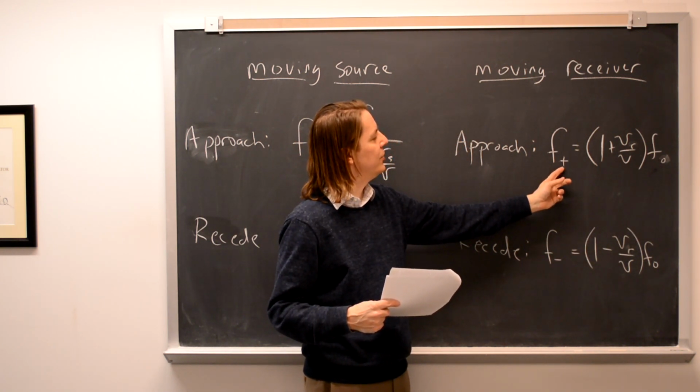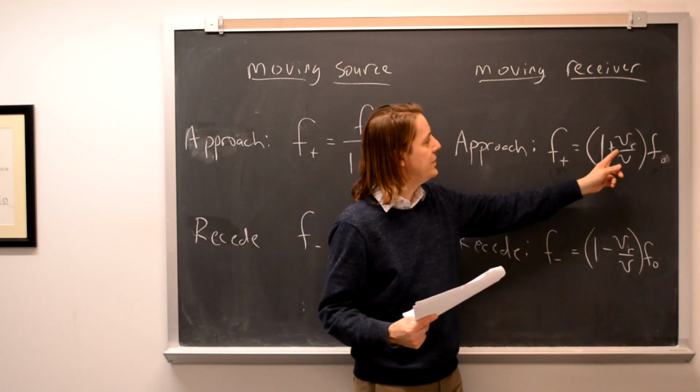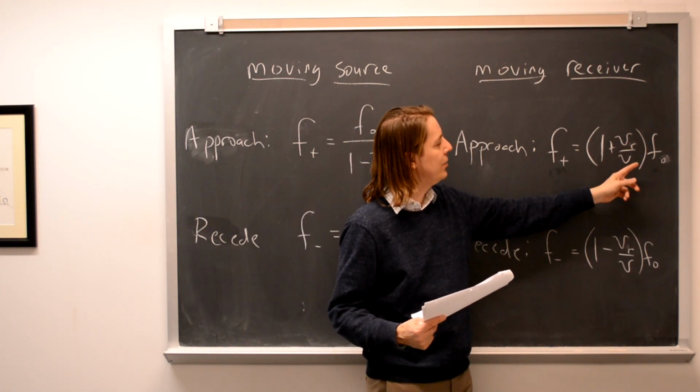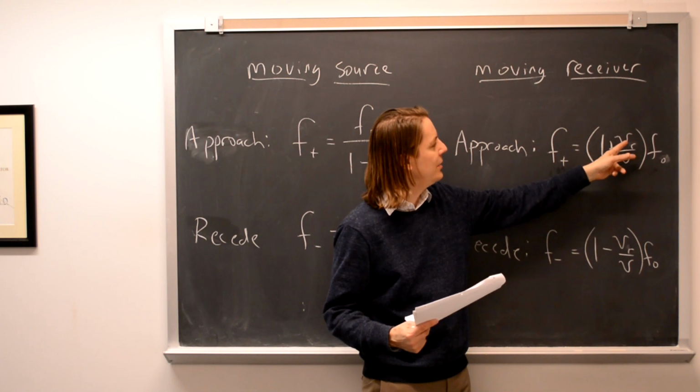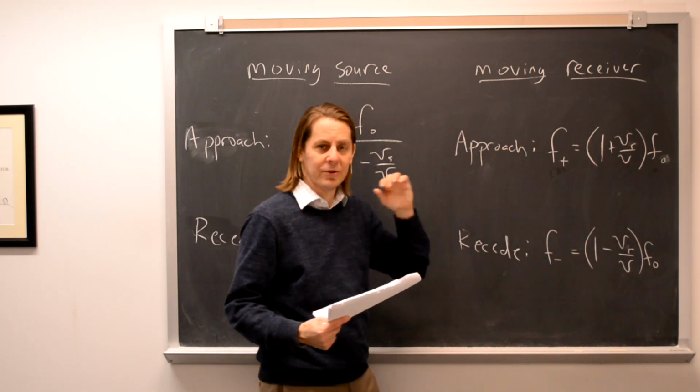So the equation sheet has little pluses and minuses on it to let you know that it's higher or lower. And it's just the velocity of the receiver over the speed of sound, 343 meters per second. That'll be some small fraction, add it to 1, bigger than 1, times f naught, f is higher.